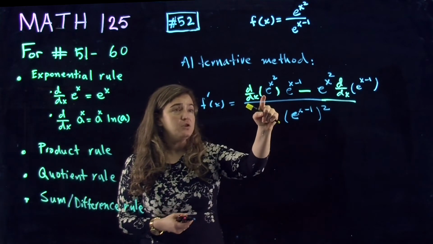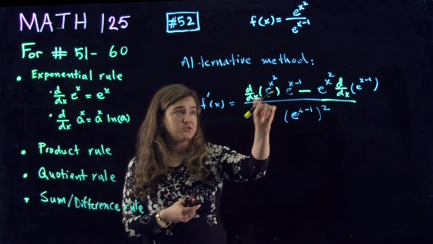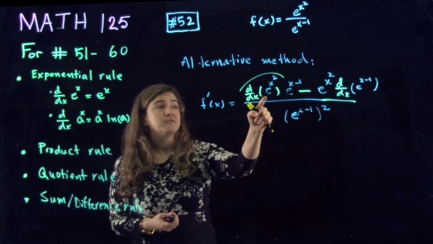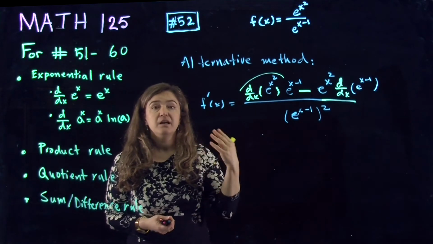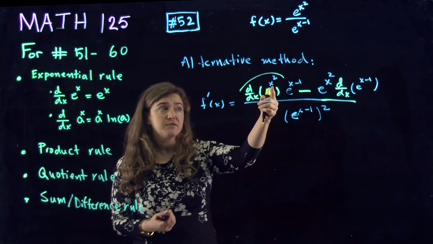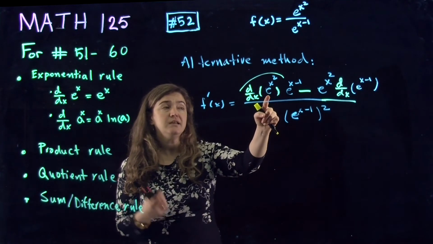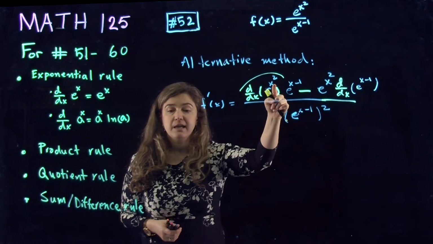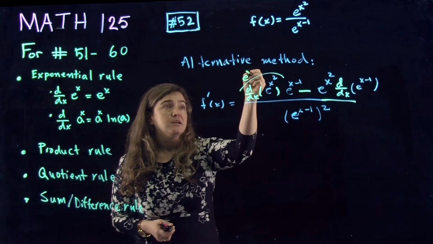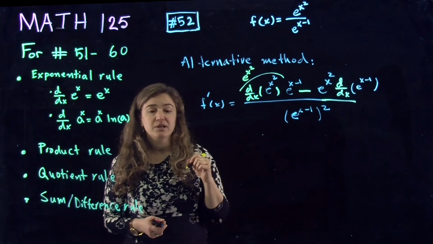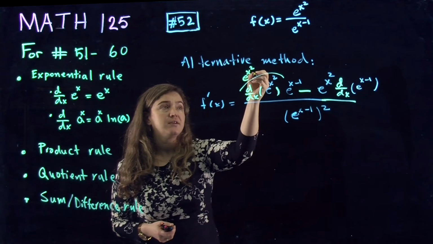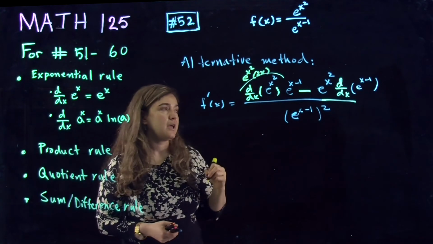Derivative of the numerator, now let's replace it here. Derivative of the numerator is the derivative of e to the power x squared. E to the power x squared is a composition function. The outer function is e to the power, the inner function is x squared. So the derivative is going to be the outer function with the inner unchanged times the derivative of the inner, which is 2x.